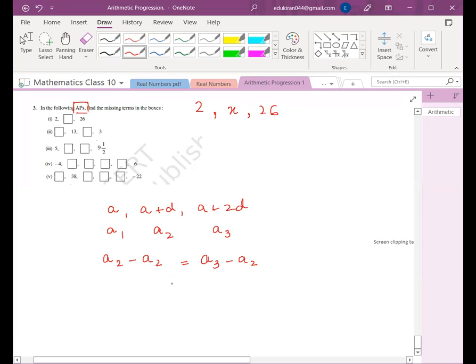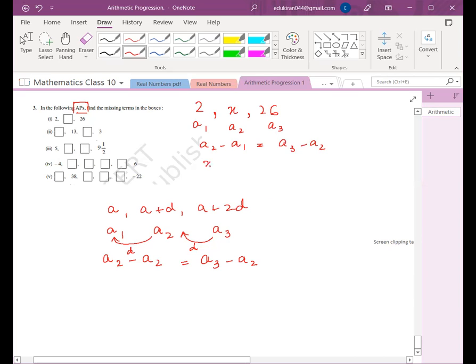Clear? See, this subtraction will also give me D, and this subtraction will also give me D. So if I write the same thing here, this is my A1, this is my second term A2, this is my third term A3. So basically my A2 minus A1 will be equal to A3 minus A2. Both will be D. Clear?